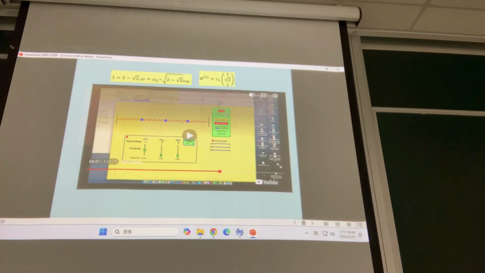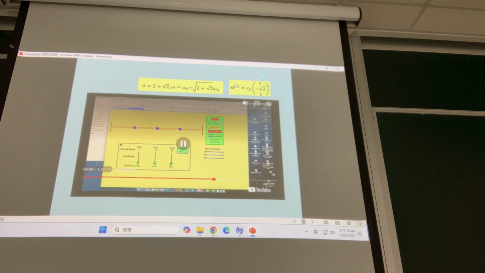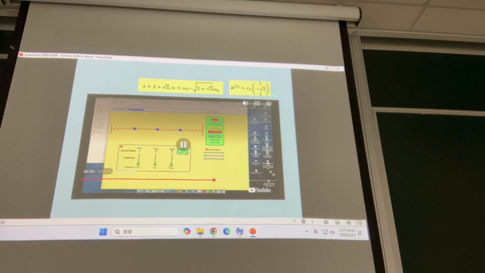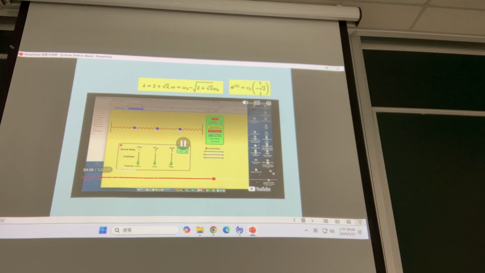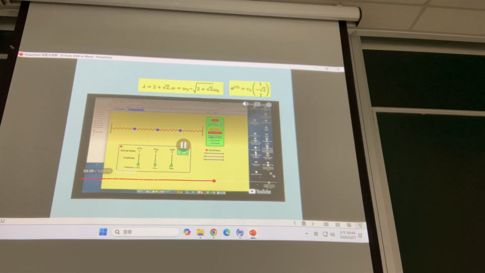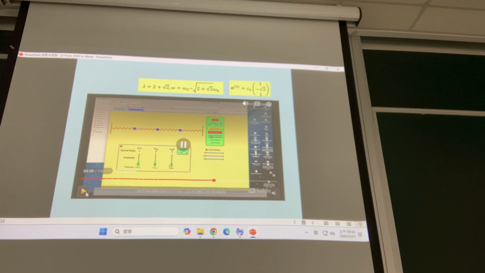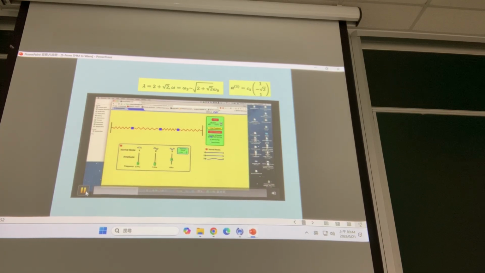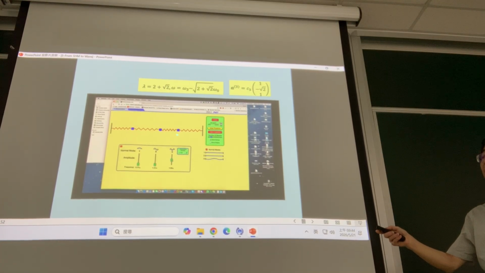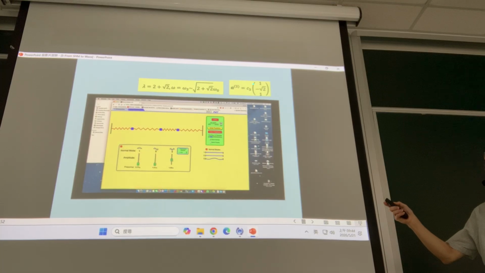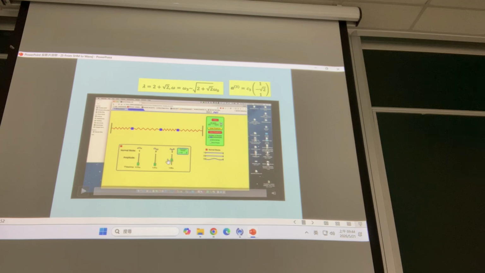Finally, the third oscillation mode. Now the eigenvector is 1, minus square root 2, 1. So you can expect the second particle will oscillate opposite to the other two. That's exactly what happened here. See, this middle one actually moves opposite to the other two. So it's 1, minus square root 2, 1. You can see it again.